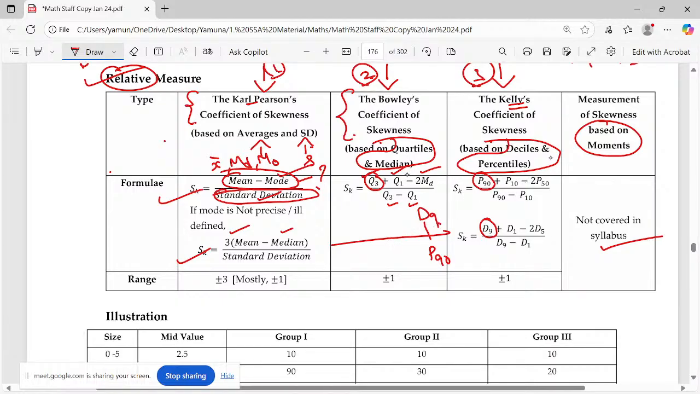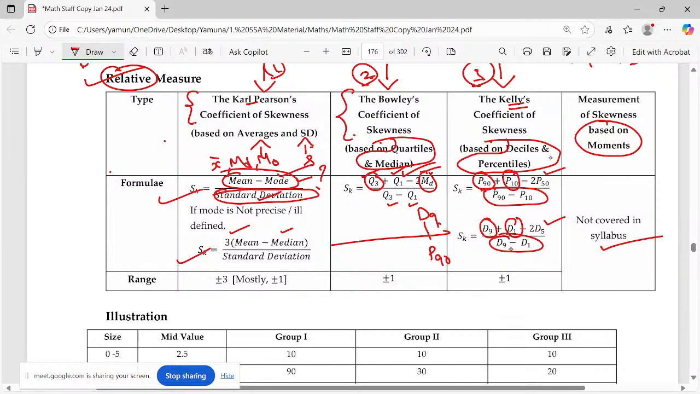Okay. Instead of taking Q1, he takes P10. Here, D1. Median is in percentiles, median is P50. In deciles, it's D5. So minus 2 times of P50 and minus 2 times of D5. And here in the denominator, P90 minus P10, and here is D9 minus D1.